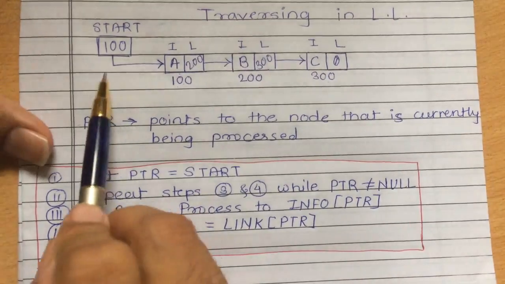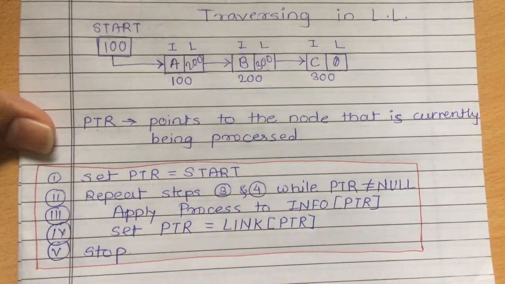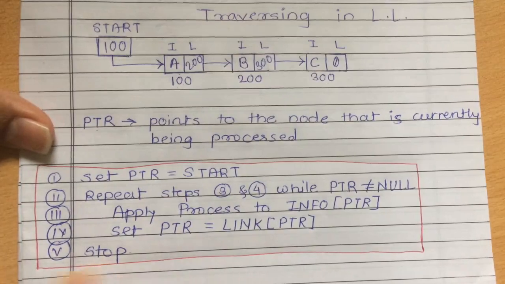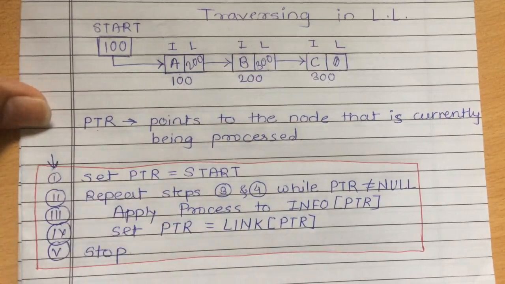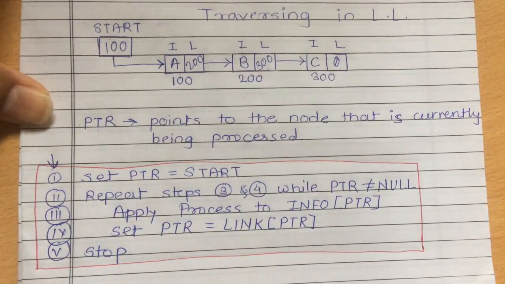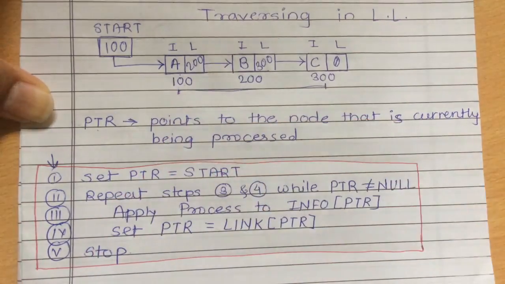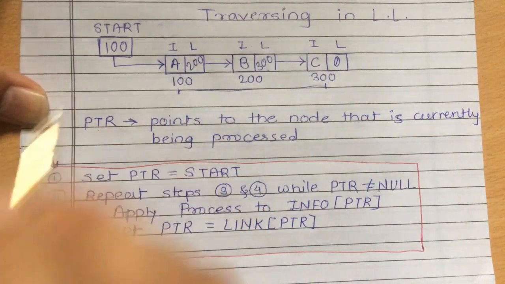So we have a linked list with us, we have the algorithm, and we have the pointer variable which points to the node which is currently being processed. So let's discuss the traversing concept with the help of this algorithm. Total 5 steps are there. As we have already discussed the definition, traversing means it is a process of going through all the nodes in a linked list from one end to another end. It is nothing but traversing. So let's start the algorithm.